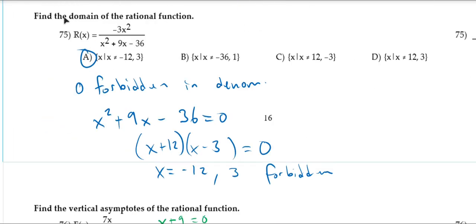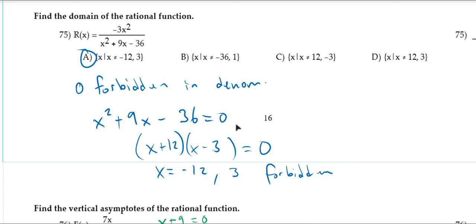Question 75 asks us to find the domain of a rational function. Rational functions are quotients of polynomials, and quotients only have one real domain restriction, which is that their denominators can't be 0. So really this question comes down to, what's the denominator and where is it 0? We need to leave those points out.